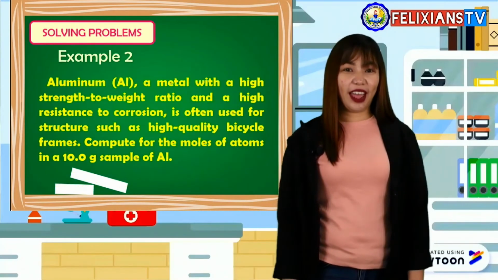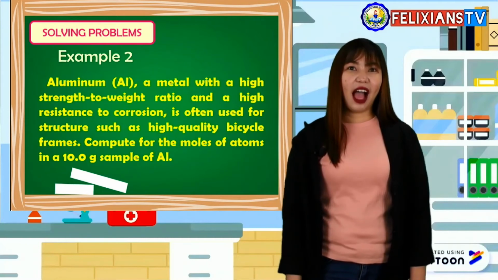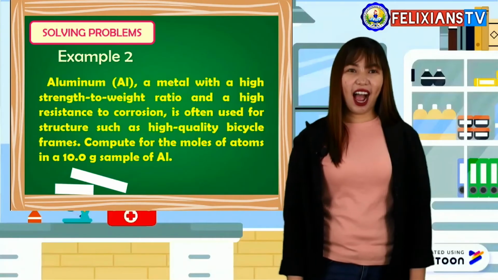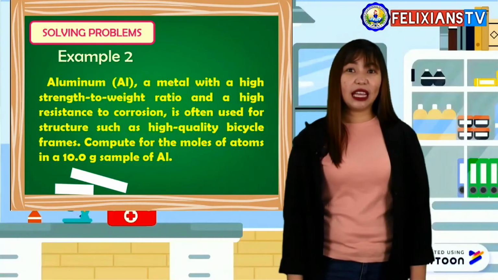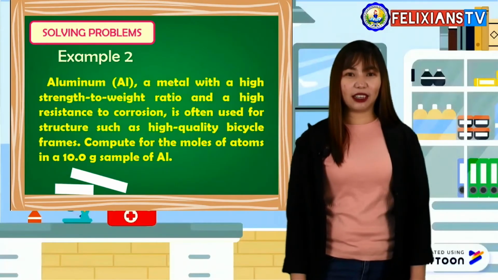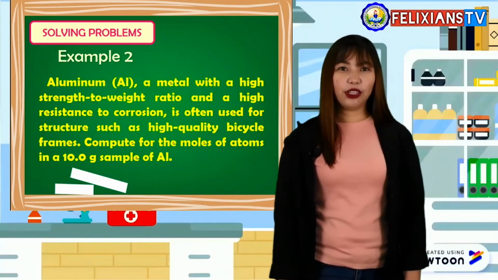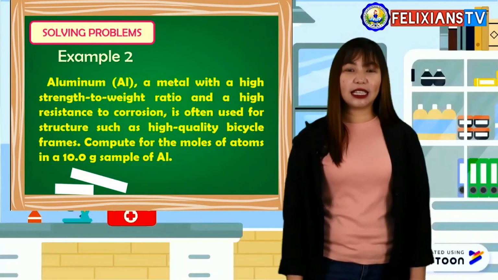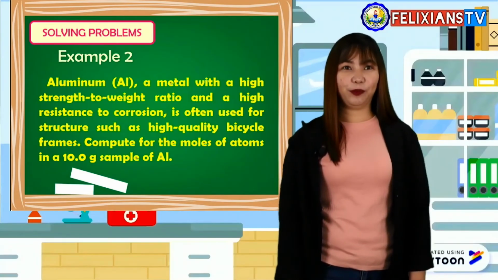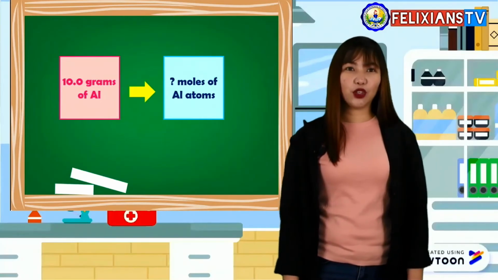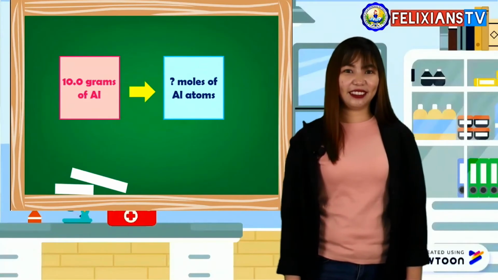Aluminum, with an element symbol of Al, a metal with a high strength to weight ratio and a high resistance to corrosion, is often used for structures such as high-quality bicycle frames. Compute for the moles of atoms in a 10.0 grams sample of aluminum. In this case, we want to change from mass to moles of atoms.